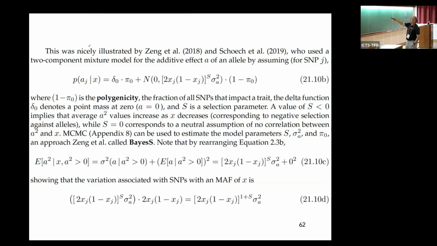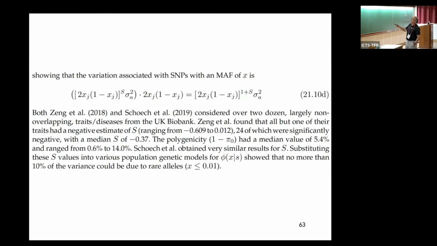Then when you draw an effect, you get this scaling here. So what this scaling says is, given the frequency, I draw from that, and this variance gets larger as this term gets larger. And then you can estimate that. If you do that, you can then ask what fraction of variation is accounted for when the minor allele frequency is x. You get this term here, you get the 1 plus s in there. You can then estimate that using maximum likelihood.